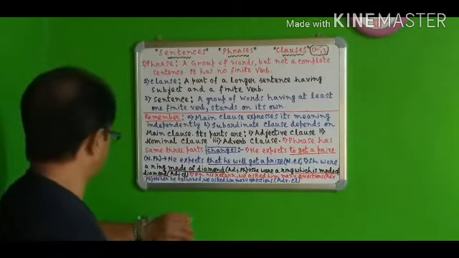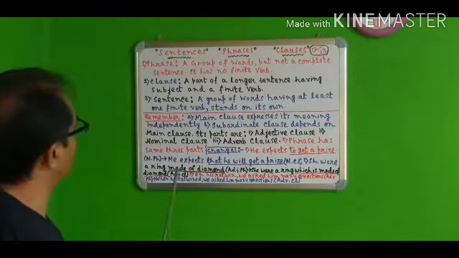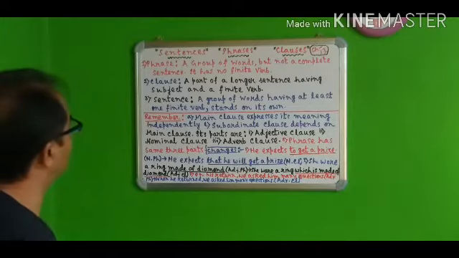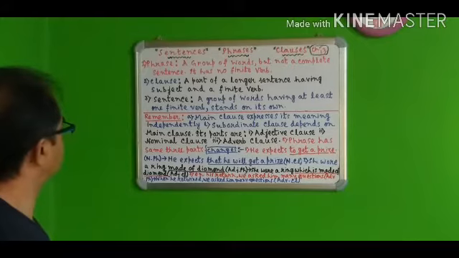What is a phrase? Phrase is a group of words but not a complete sentence. It has no finite verbs.